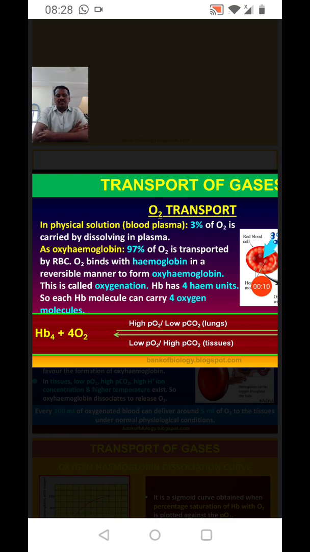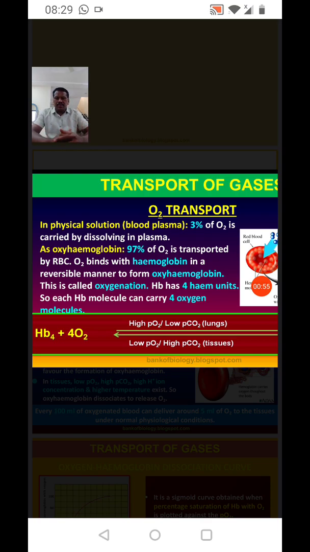Today we will study transport of gases. Till now, we studied introduction of respiratory system, structure of respiratory organs, and process of breathing under normal conditions. Right? And we studied diffusion of gases at two places, between alveoli and blood, and between blood and tissues, right? Today we study the transport of gases.